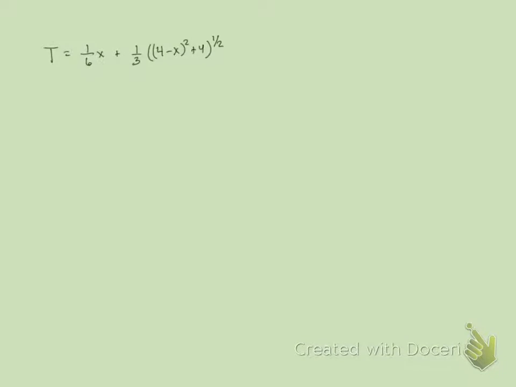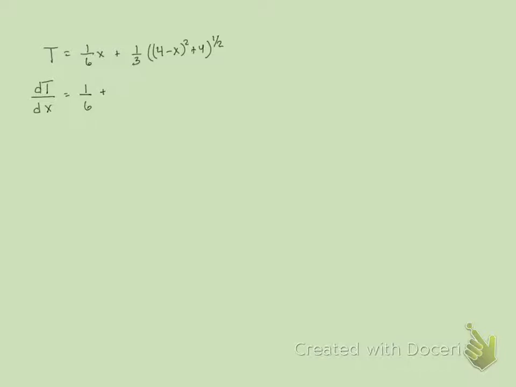Okay, so there's our function. We need to find the derivative of this. So we're going to find the derivative with respect to x. Well, this first one is nice. It's just 1/6. It's this next piece where we're going to use chain rule, and we're going to have to do it. We've got kind of 2 insides here.